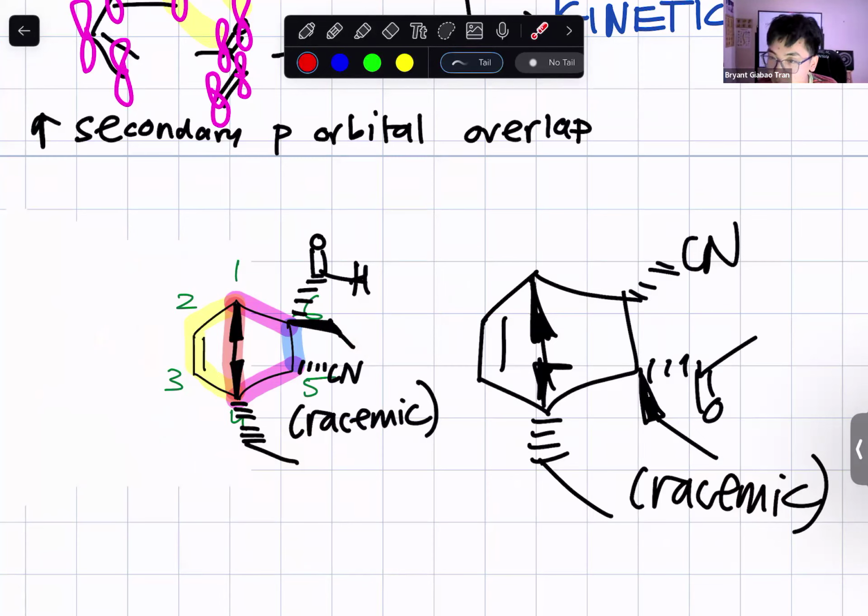If one EWG was stronger than the other, you would only draw one product. So that's not for Diels-Alder, right? In Diels-Alder, don't worry about the relative strengths of EWGs. If you have two EWGs like this, then just flip them upside down to get your other products. You would have to worry about the strengths of EWGs and EDGs in EAS reactions, electrophilic aromatic substitution reactions. Okay.